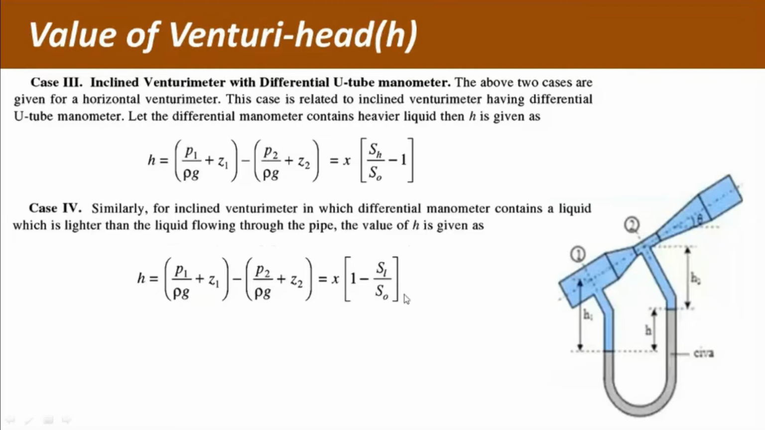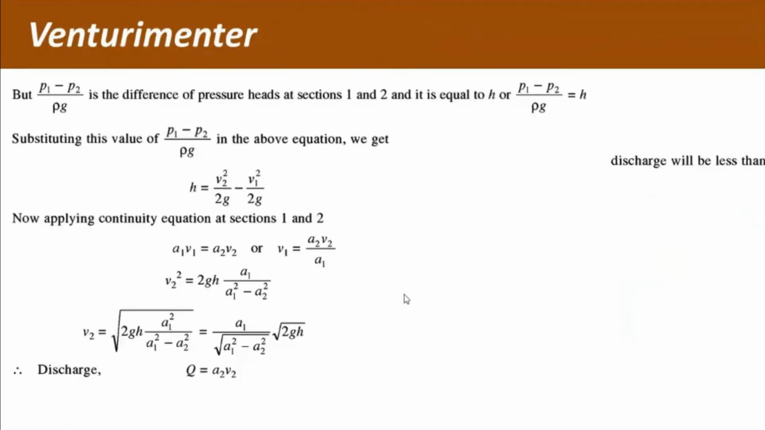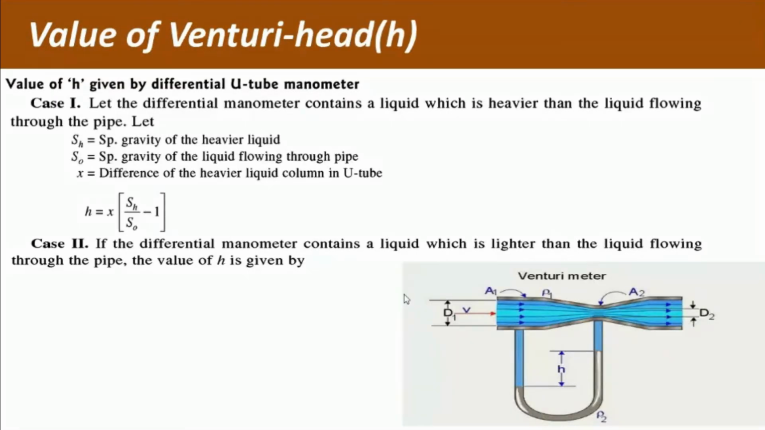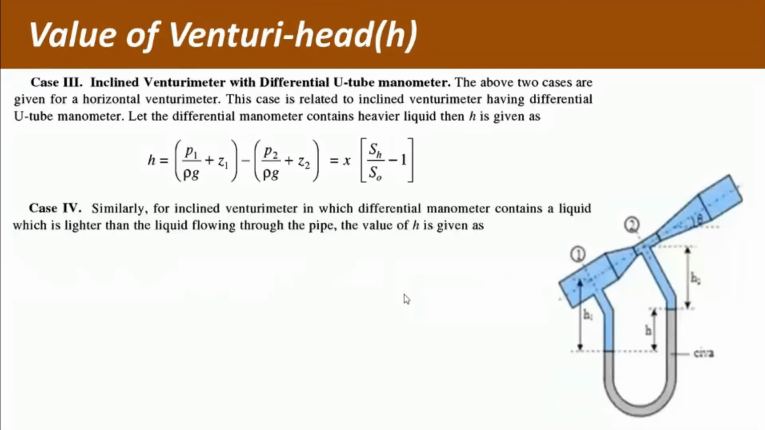So you have to remember these four formulas when you are using a differential U-tube manometer. When you are using a heavier fluid, the formula is H equals x into (S of heavier fluid upon S of given fluid minus 1). When you are using a lighter fluid, H equals x into (1 minus S of lighter fluid upon S of given fluid). When you are using an inclined tube, the right side formula remains the same, and the left side becomes the venturi head, that is P1 by rho g plus Z1 minus (P2 by rho g plus Z2). Similarly, the formula for lighter fluid.